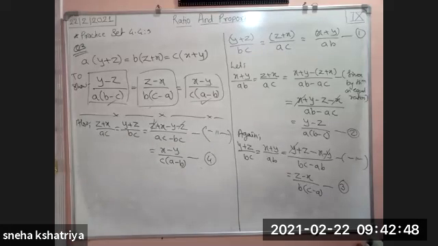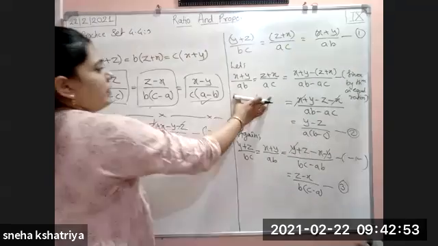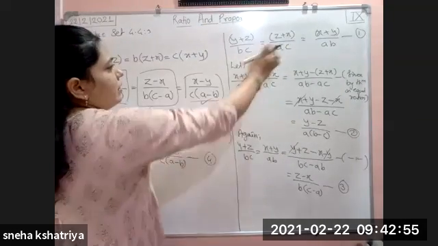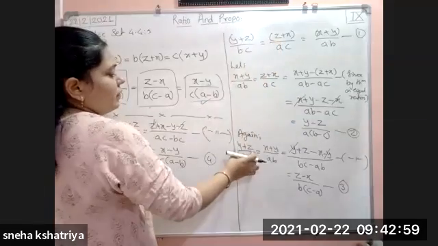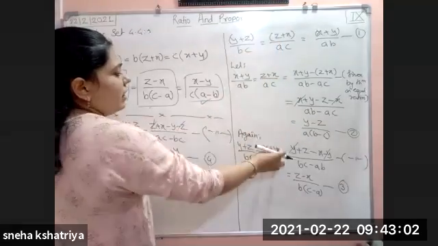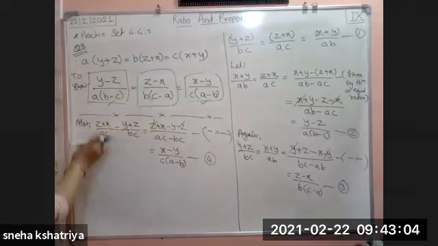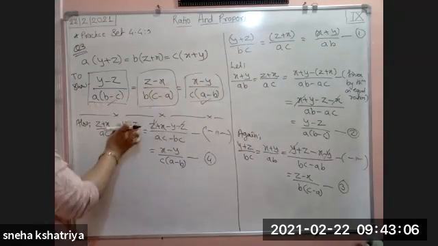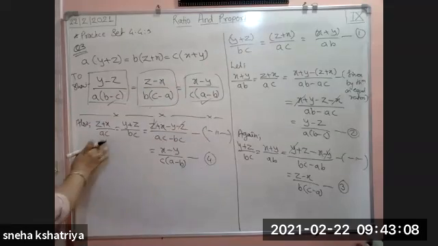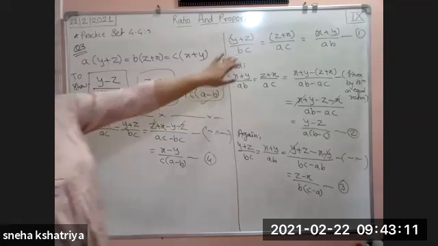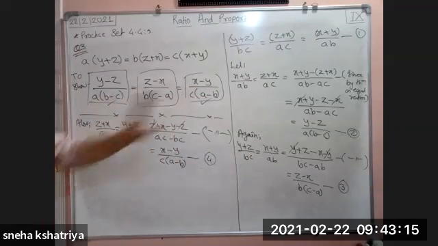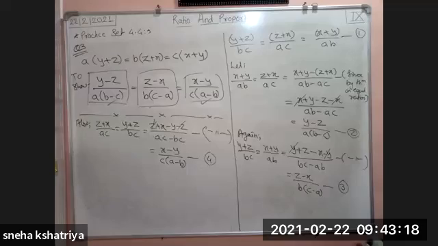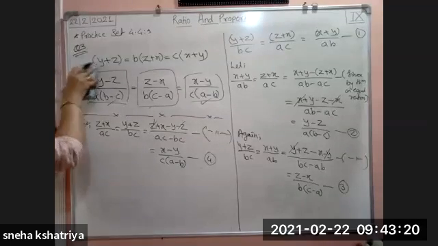So from equation 2, 3 and 4, see the left hand side. X plus Y upon AB, Z plus X upon AC, Y plus Z upon BC. After left hand side, whatever the terms are there, they are from equation number 1. And whatever on the right hand side, this is from equation 1, 2, 3 and 4.